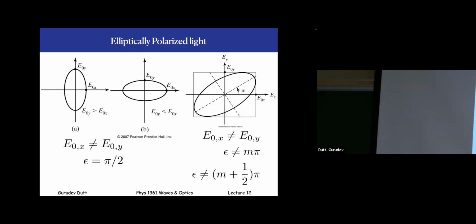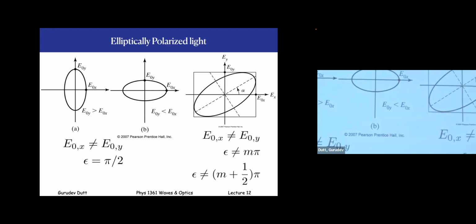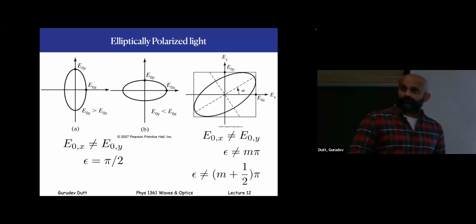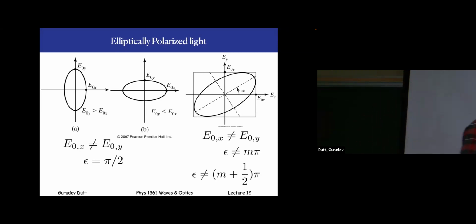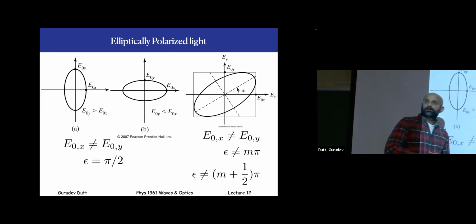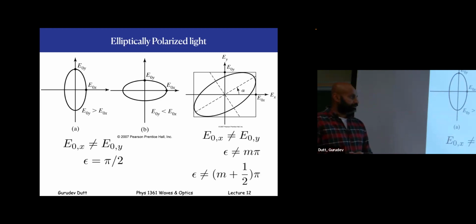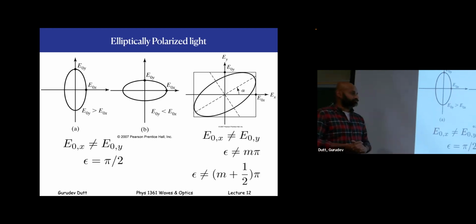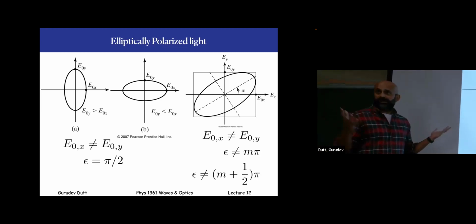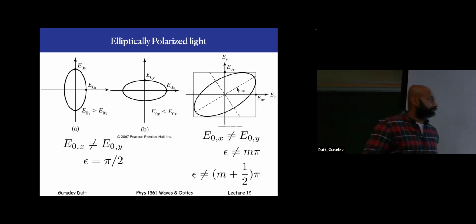And then the even more general case is when E naught X is not equal to E naught Y, and epsilon is not equal to some multiple of pi or some odd multiple of pi over 2. So pi over 2 is an odd multiple, 1 times pi over 2, and it's also not any integer multiple of pi. For example, I could choose 45 degrees, or pi over 3, just as an example for epsilon. Some general value of epsilon, any value other than those values.